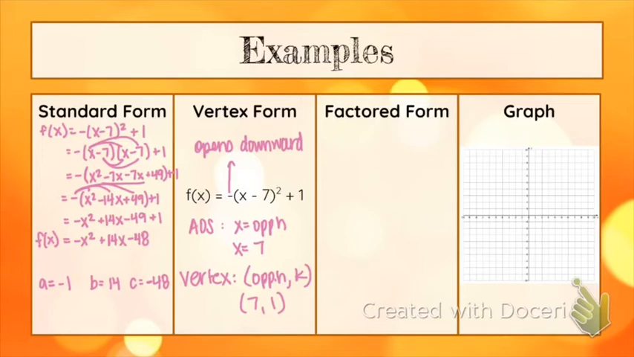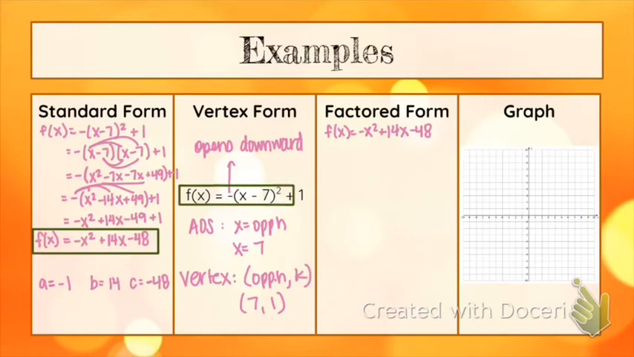Now, let's do factored form. We're going to use standard form to give us factored form. So first I'll rewrite it. f(x) = -x² + 14x - 48. Let me draw my little rectangles around the answers so that we can see clearly the three forms. Okay, so we want to factor this equation.